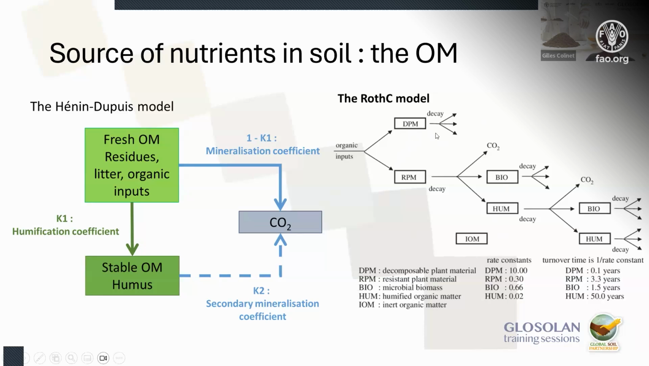they are composed of decomposable material and resistant plant material. And both have their own dynamic of evolution and will give you CO2 or microorganisms or stable organic matter. And all these compartments still evolve, and you can define coefficients of mineralization, coefficients of decay, and so on. The only pool that doesn't change in the soil is the inert organic matter.